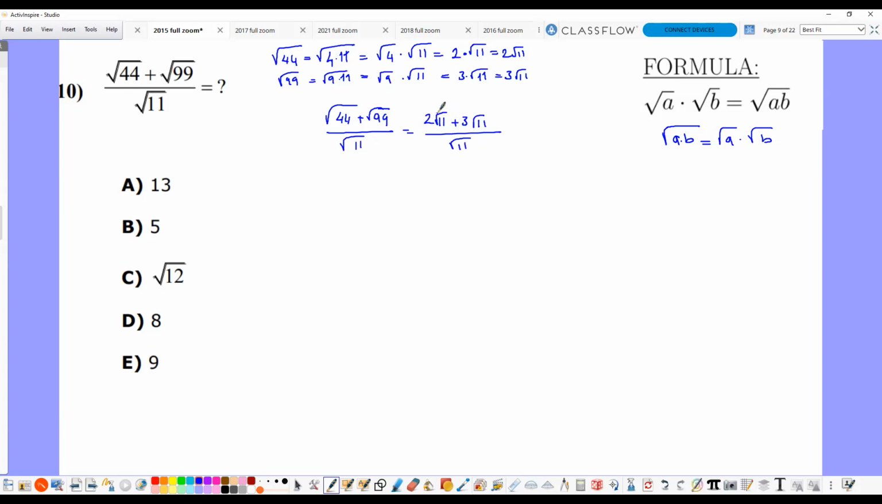Now, this is 2 root 11 and 3 root 11. It's like 2x plus 3x, which is equal to 5x. And I told you this is at the same time in times form, so you can simplify. This one and this one, if you simplify, become 1. So 5 times 1 over 1 is 5 over 1, which is equal to 5. So this is the answer to the question.